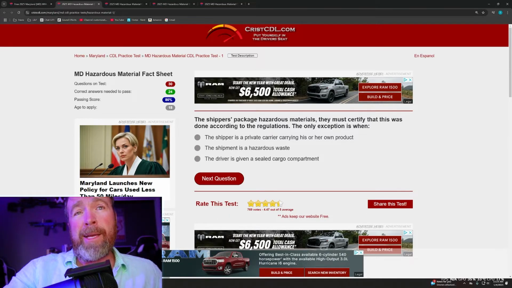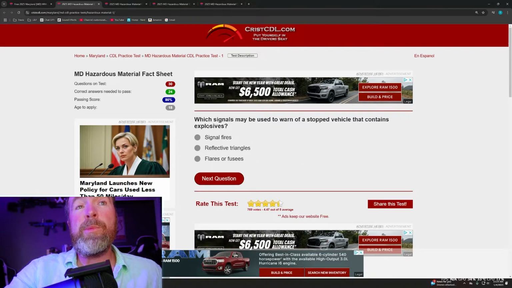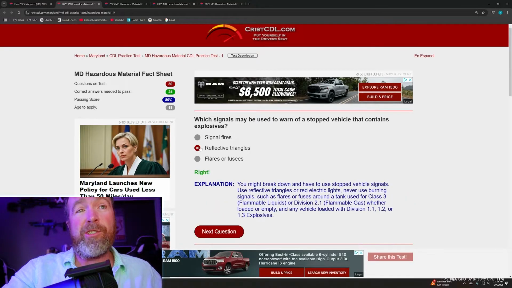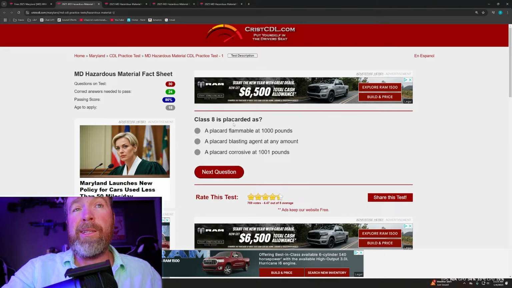The shippers package hazardous materials. They must certify that this was done according to regulations. The only exception is when the shipper is a private carrier carrying his or her own product. Which signals may be used to warn of a stopped vehicle that contains explosives? That's going to be reflective triangles. Class 8 placarded as any corrosive, 1,001 pounds. Class 8 is corrosives.